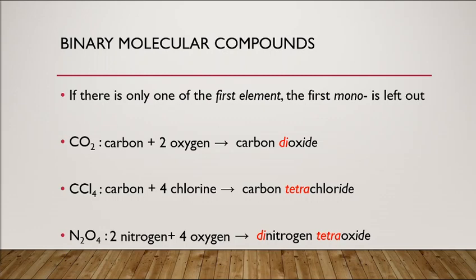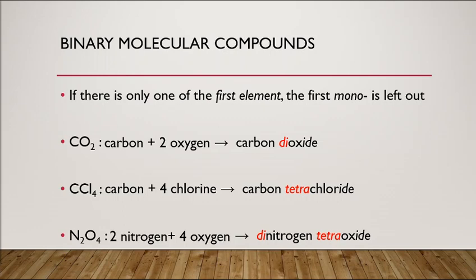If you see any prefixes in the name, like mono, di, tri, tetra, and so on and so forth, you know you have to be looking at a molecule, because we do not name ionic compounds like that. They don't need to be called sodium monochloride, because there's only one way to set up a sodium chloride situation with an overall charge or balanced charge.